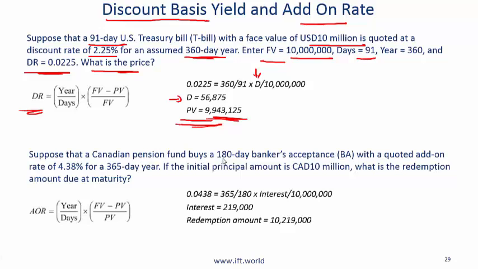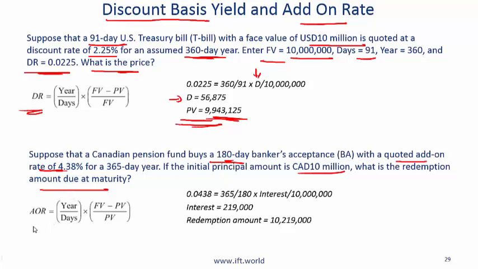Suppose that a Canadian pension fund buys a 180-day banker's acceptance with a quoted add-on rate. So now this is an add-on rate for a 365-day year. If the initial principal amount is 10 million, what is the redemption amount at maturity? That means how much will be returned at maturity.